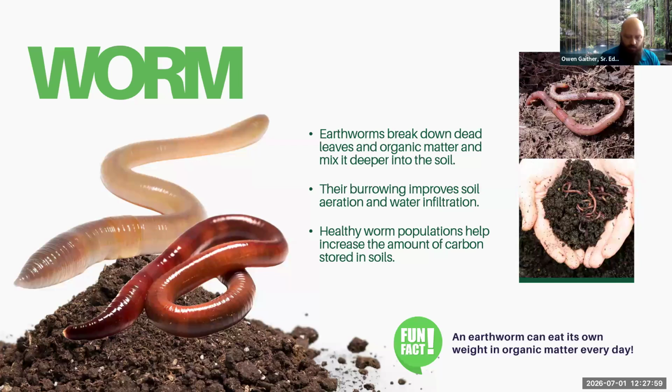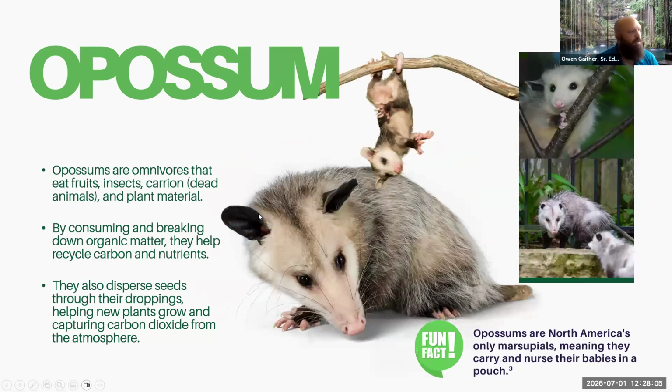All right, boom. Let's go to possums. Let's go have fun. They can clean yards. That's right. That's good. So possums are omnivores that eat fruits, insects, and carrion and plant material. And so they're definitely decomposing stuff. They're keeping yards clean. They're eating insects. By consuming and breaking down organic matter, they help recycle carbon and nutrients.